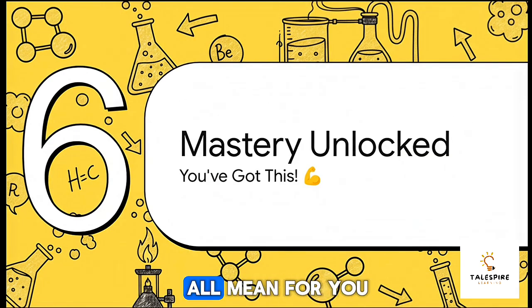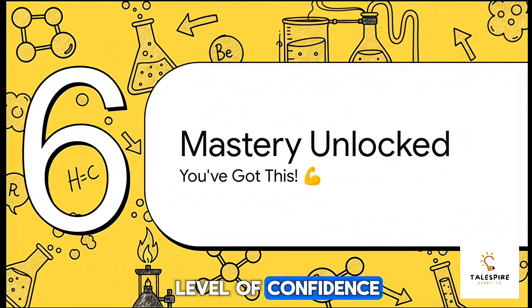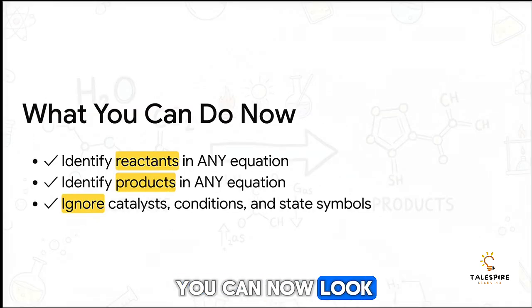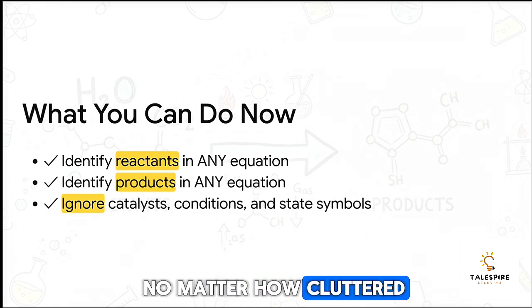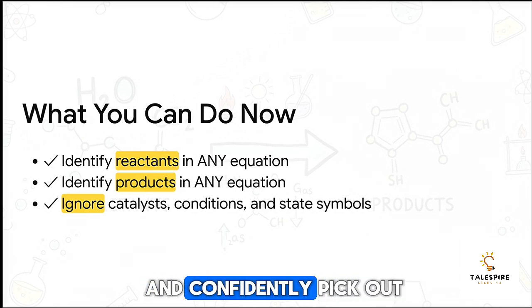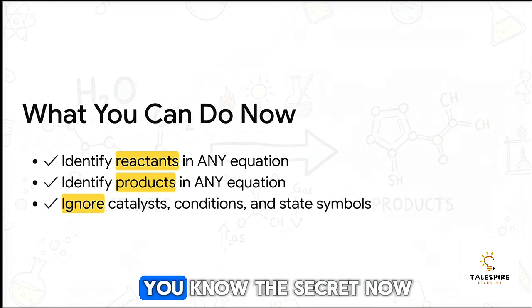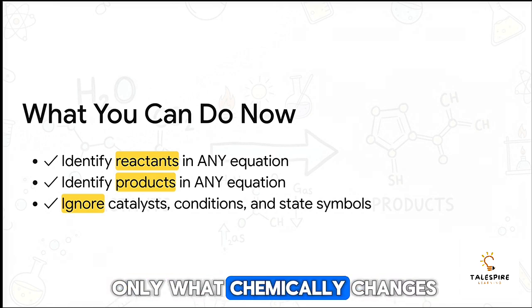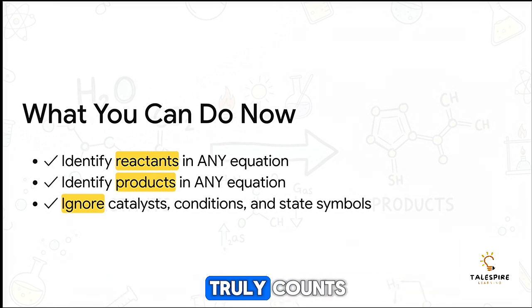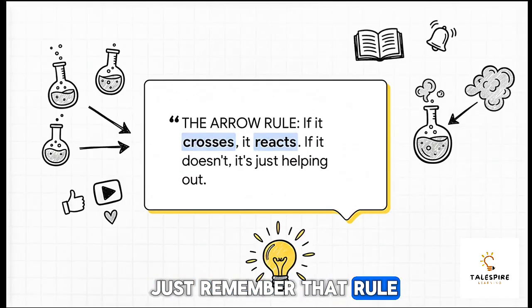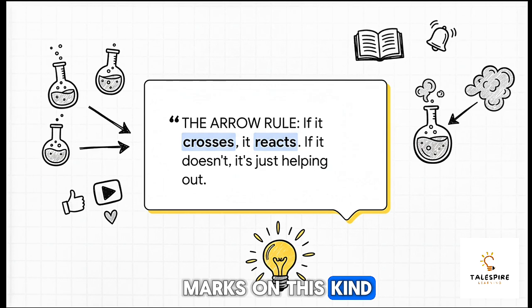So what does this all mean for you? It means you've just unlocked a whole new level of confidence for reading any chemical equation that gets thrown your way. You can now look at any equation, no matter how cluttered or crazy it seems, and confidently pick out what's actually reacting and what's being formed. You know the secret now. Only what chemically changes by crossing the arrow truly counts. Everything else is just part of the story. Just remember that rule, and you'll never lose marks on this kind of question again.